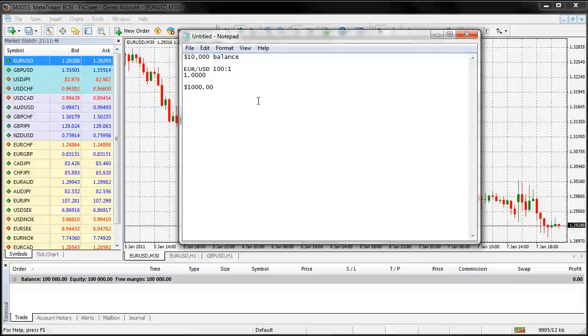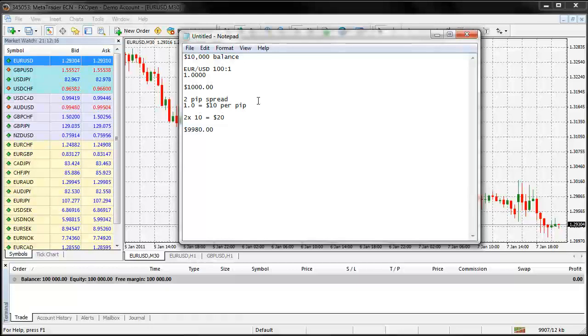My equity will be affected by the pip spread. Say the pip spread set by the broker is 2 pips, and if I'm trading at one lot, that equals $10 per pip. So 2 times $10 equals $20. That $20 needs to come off that 10 grand, and that's now my equity.